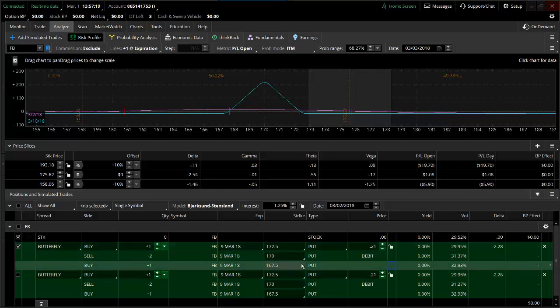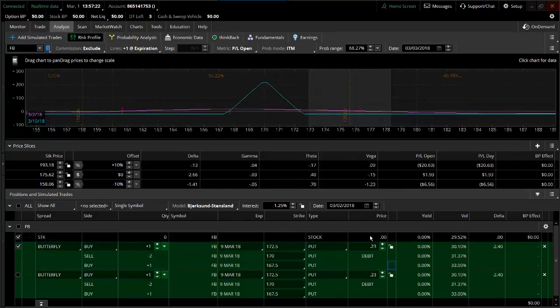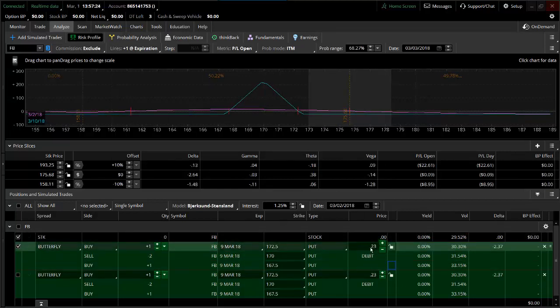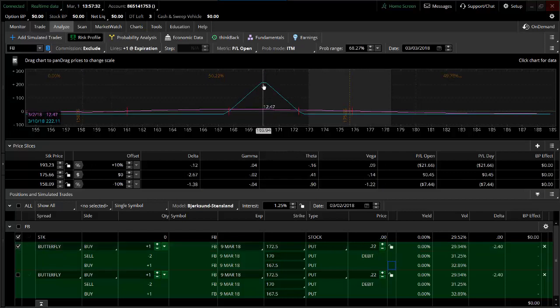So $2.50 wide spread. Get into that spread right now for about 20 to 23, 24 cents. So that would be your risk. Maximum risk would be the debit paid here. And then your maximum profit will be if it goes out at 170 next week. You can make the difference of 250 less your debit, say 20. So you could theoretically make $230.